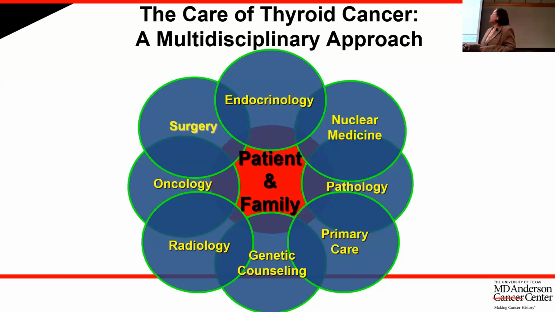The team essentially includes the surgeon, the endocrinologist, nuclear medicine doctor, pathologist, primary care doctor, genetic counselor in cases that are needed, radiologist, and of course, medical oncologist in some situations.